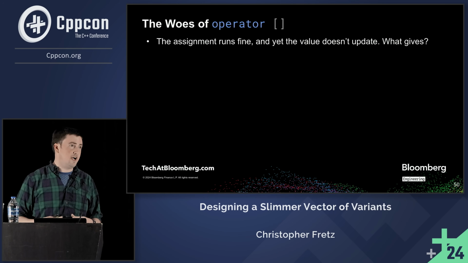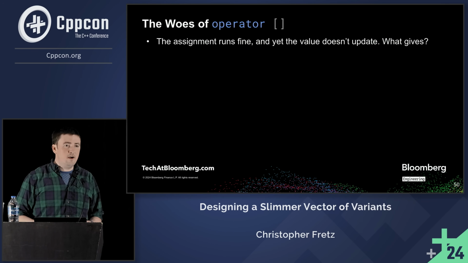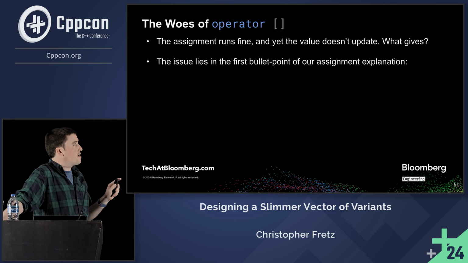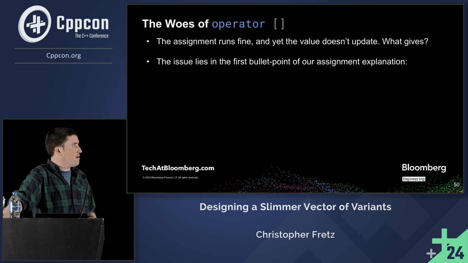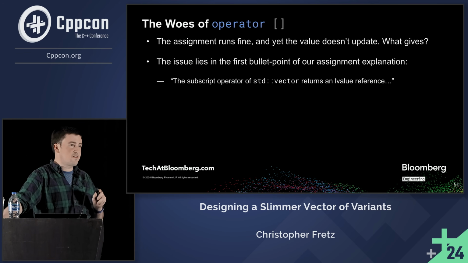The assignment runs fine. There's no exception that's thrown. There's no error that happens at runtime, and yet the value just silently doesn't update. And so, like, what gives? So the issue here lies in the first bullet point of our assignment explanation. The subscript operator of std::vector returns an L value reference to std::variant.